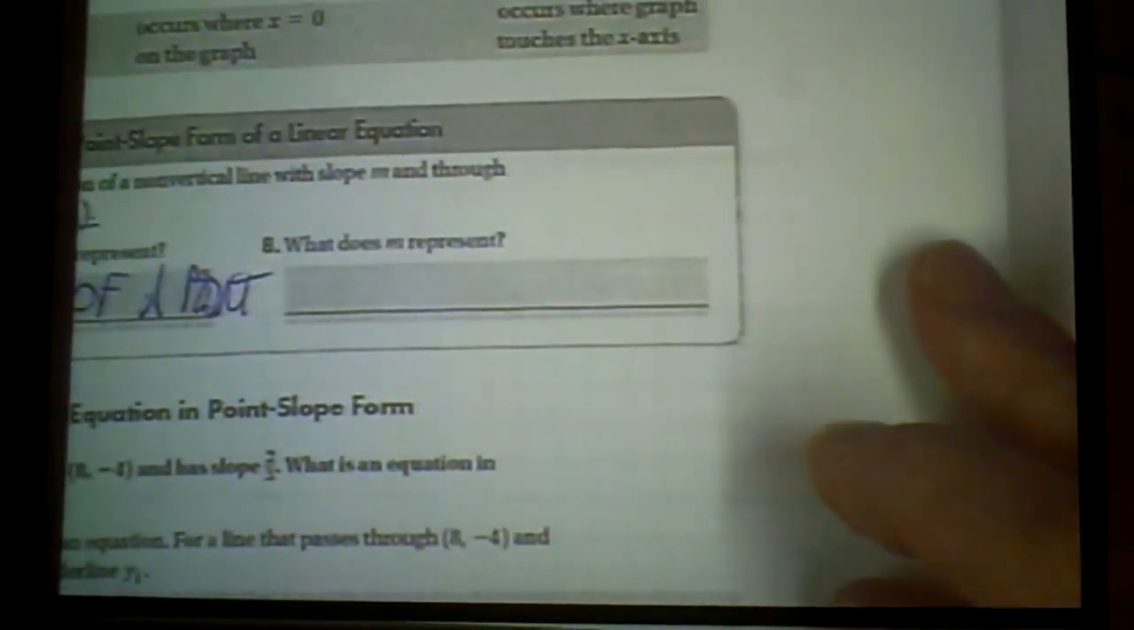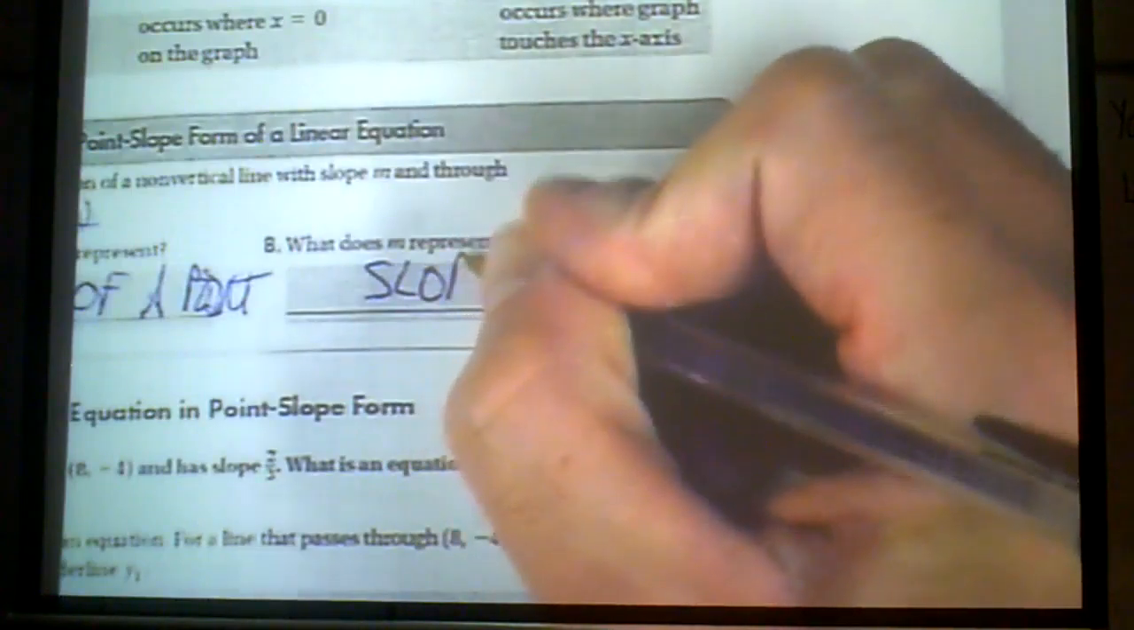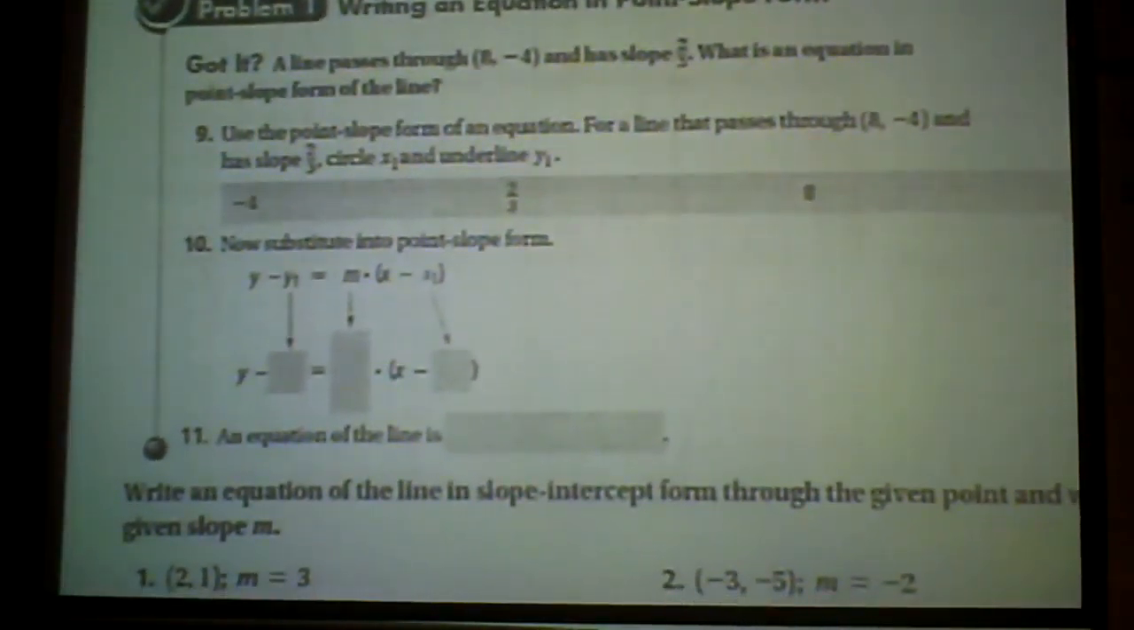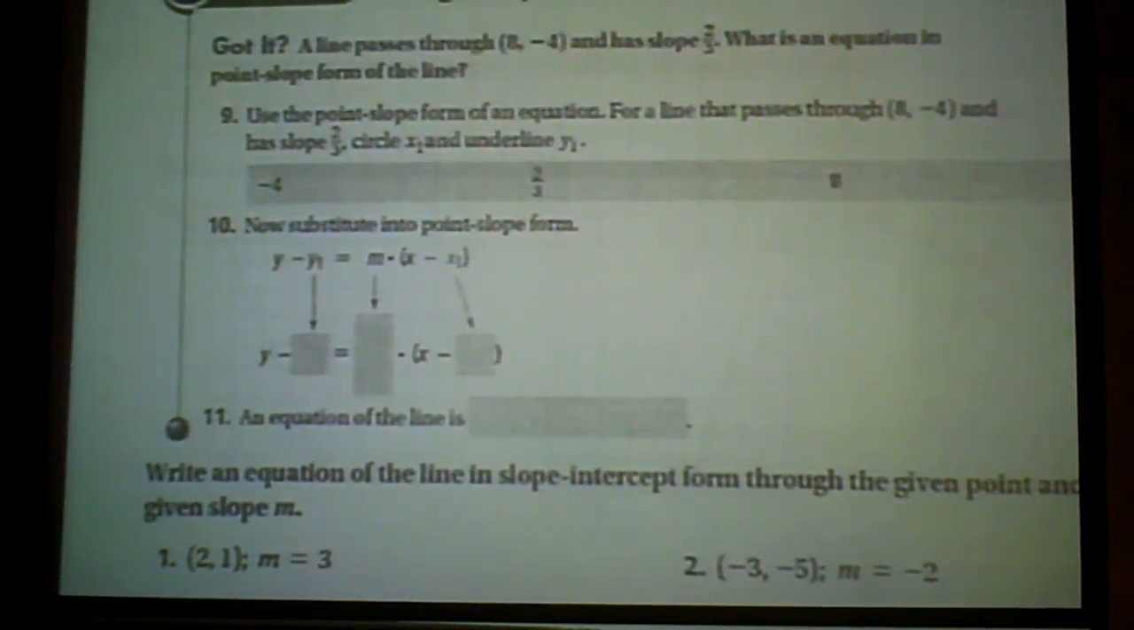Okay, moving back over here, what does m represent? Well, for all you kids at home, m represents the slope. We've got that. Time to do some work here. We need to write an equation in point slope form. So that's definitely going to be a big one for us here.